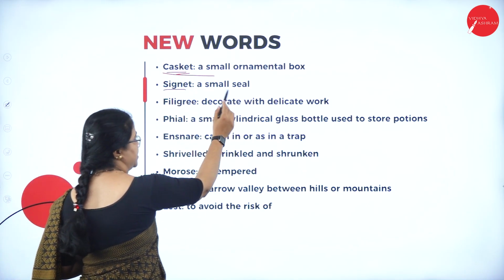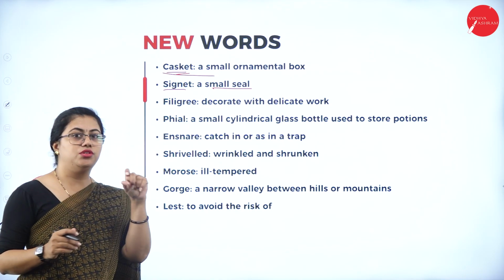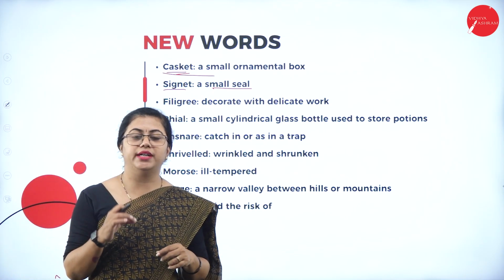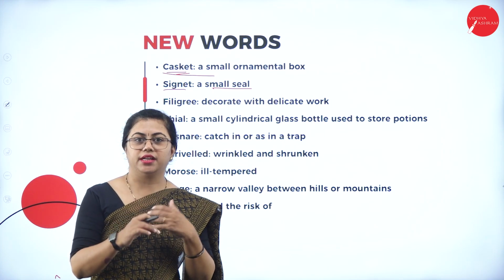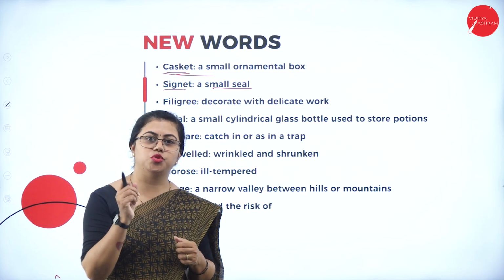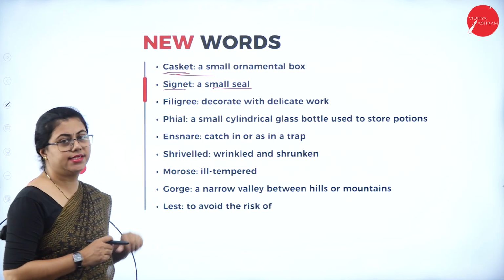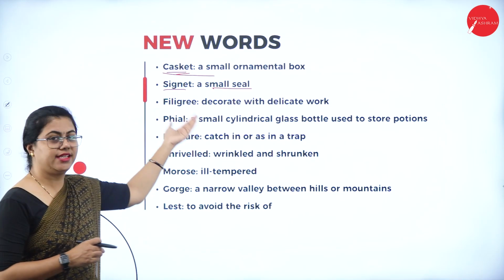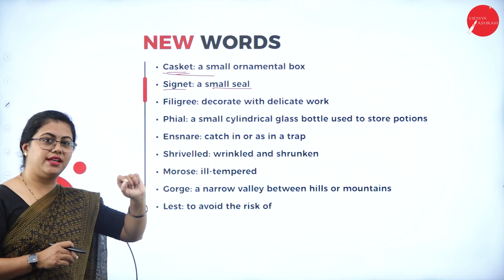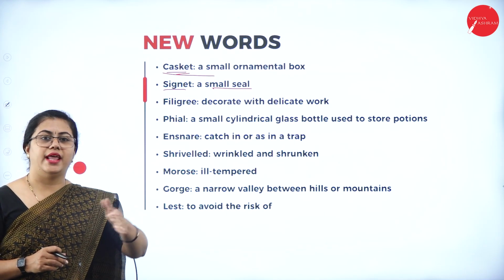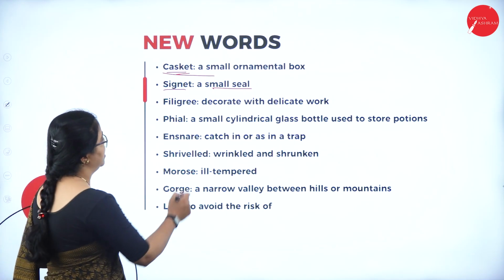Then we have signet. It is actually a very small seal. Usually it was like in olden days kings used to have it. In the ring, kings used to have a seal and they used to put it, and that is called a signet. Fine. Signature, signet, more or less the same. That signet actually carries the same value as a signature. Fine. Then we have filigree.